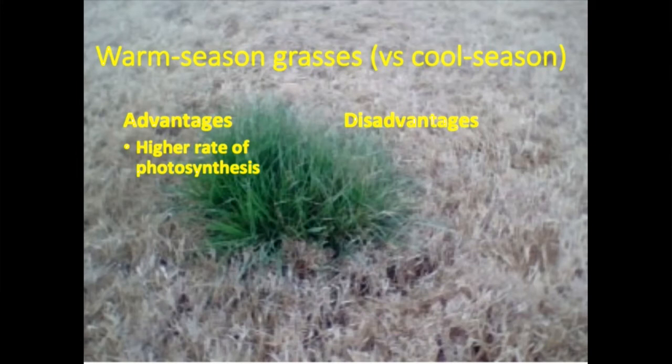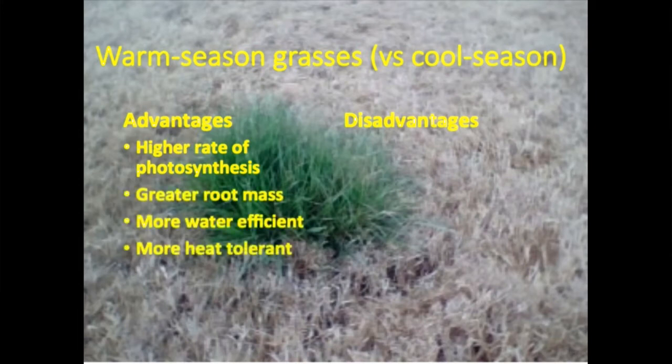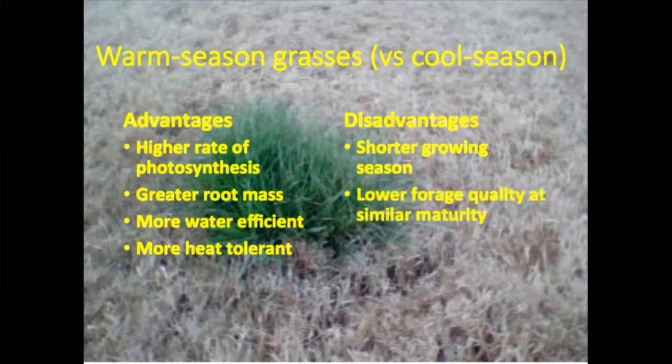Well, let's talk about advantages and disadvantages of the warm season grasses compared to the cool season grasses. Warm season grasses have a higher rate of photosynthesis, about 3 times as high per day. They have bigger root mass. They're more water efficient, and they're more heat tolerant. And you say, woohoo, I'm going to plant all warm season grasses. But wait, not so fast, my friend. They also have a shorter growing season, and they have lower forage quality at similar stages of maturity.